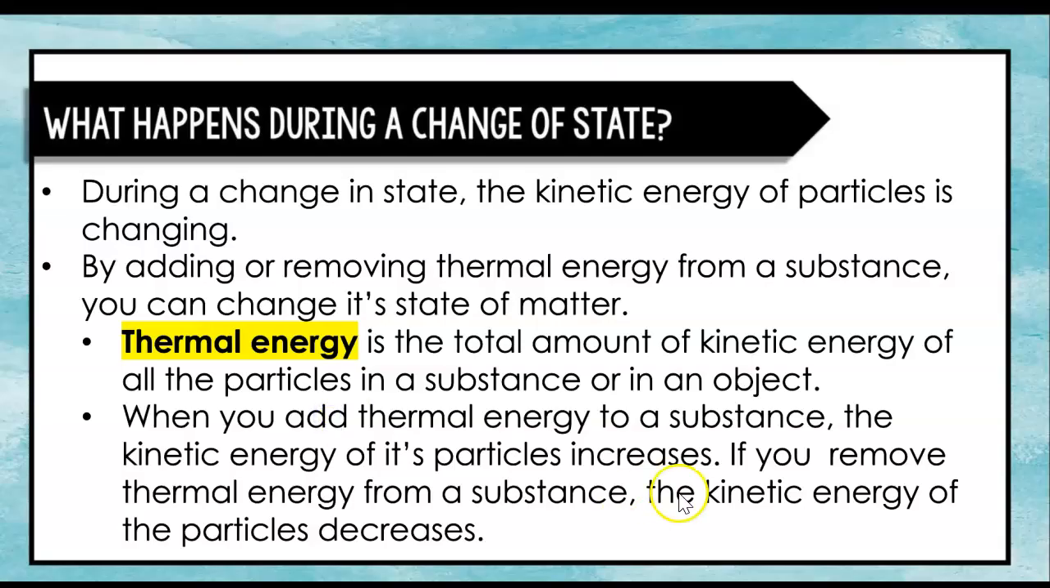This video is going to go over the different things that have to happen for a solid to become a liquid, to become a gas, to become a liquid, to become a solid, and those changes in our different phases. And again, we're only going to focus on solids, liquids, and gases for the purposes of this class, but just always know there is a fourth state of matter, which is plasma. So what happens during a change of state?